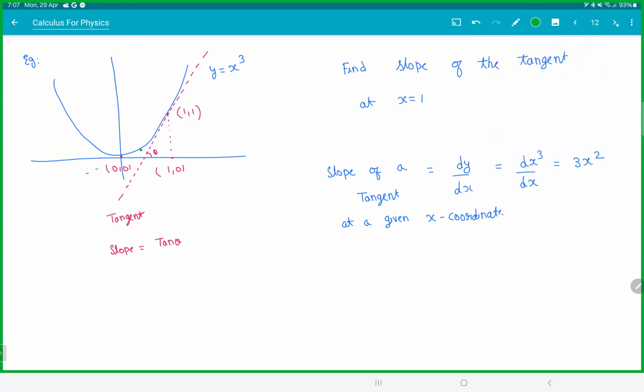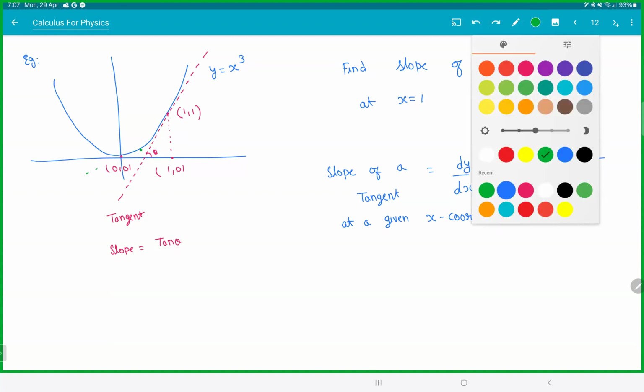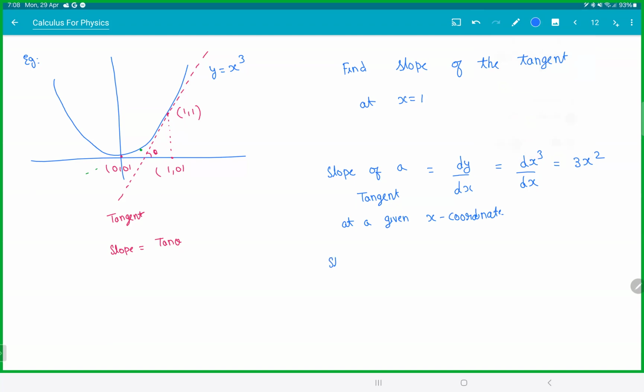If you take a tangent here, this would have a different slope. If you take a tangent here, you have a different slope. But you want the slope at x is equal to 1. So therefore, the slope of tangent at x is equal to 1. We already know the value 3x square, substitute 1. So that is 3 into 1 square, which is 3. So indirectly, I got tan theta is equal to 3.